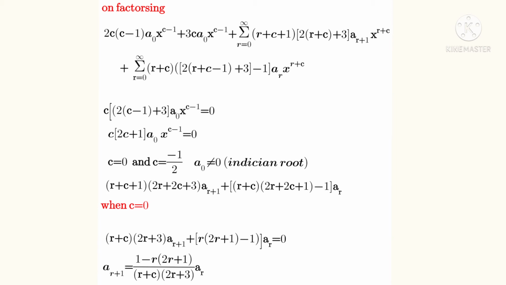From the first line, when c is equal to 0, we have the sum of r plus c plus 1 open bracket 2r plus c plus 3. Now when our c becomes 0, we have r plus c, 2r plus 3 is of r plus 1. So making is of r plus 1 the subject of the formula, we have our recursive sequence there. So that is that for our recursive sequence.